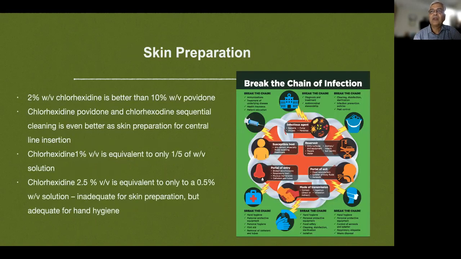As said earlier, infection has to be controlled. So for preparing the skin of the patient, you should use 2% chlorhexidine, which is much better than using 10% povidone iodine. Chlorhexidine and chlorhexidine sequential cleaning is even better as skin preparation for central line insertion especially. The advantage of chlorhexidine is that it tends to stick to the skin and provides long-term protection.